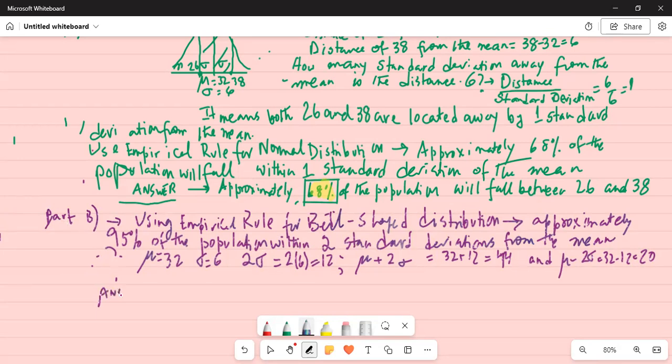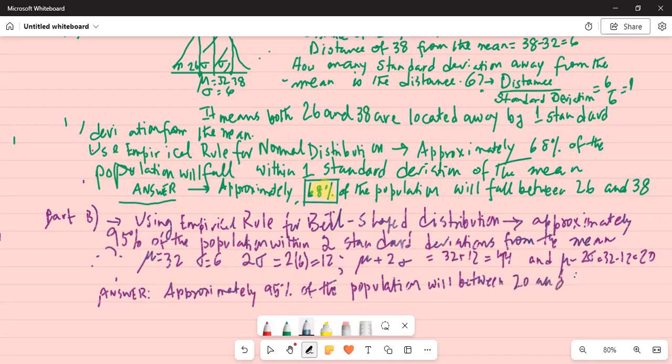So the answer for part B: approximately 95% of the population will fall between 20 and 44. Okay, 2 standard deviations from the mean. So let me highlight the results. This is one number, 20, and the other number is 44.